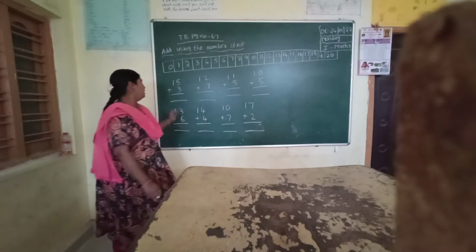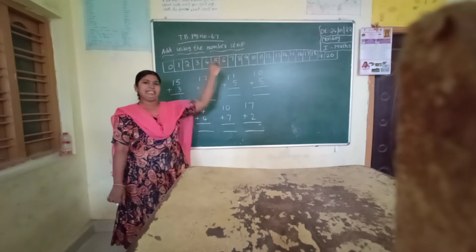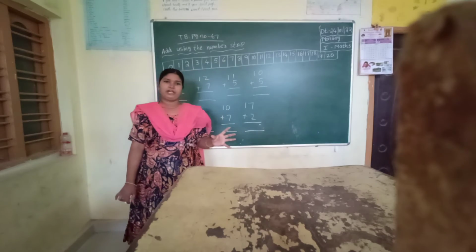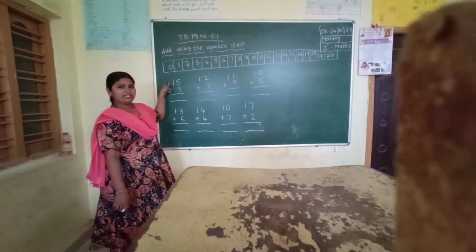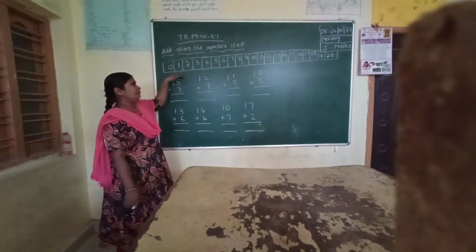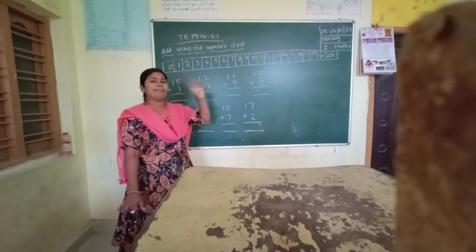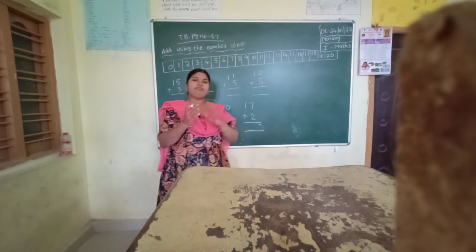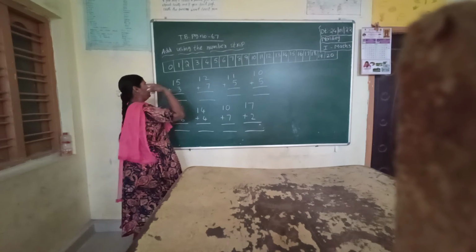See here. First they have given 15 plus 3. Actually, in the normal method, how are we doing it? First we add the ones place and then we go to the tens place. But here what have they given? Add using the number strip. It means you have to compulsorily use the number line when you are doing addition. Okay, see how we have to do.